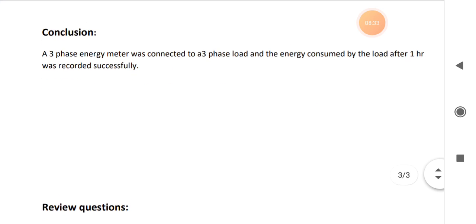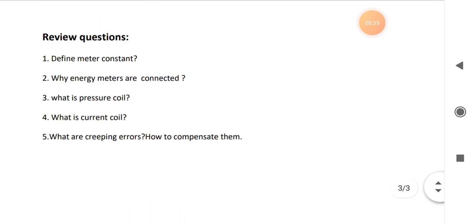So this was the experiment. You have some review questions also. Define meter constant, why energy meters are connected, what is pressure coil, what is current coil, what are creeping errors, how to compensate them.